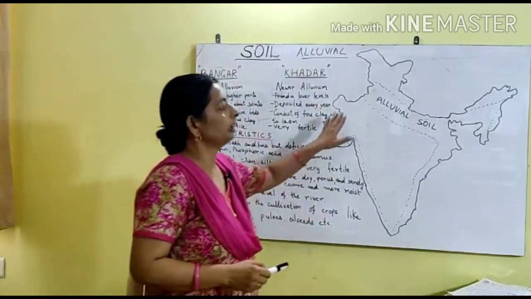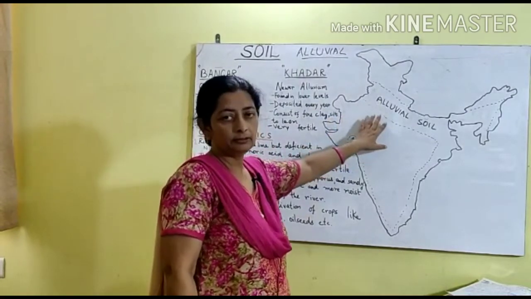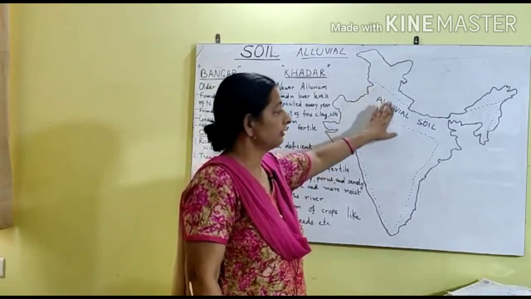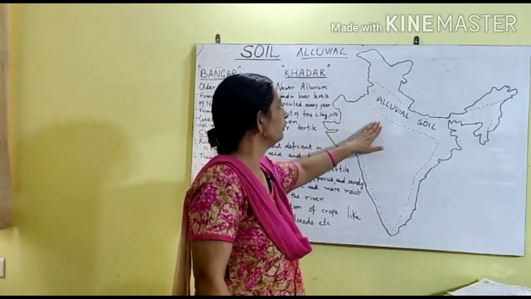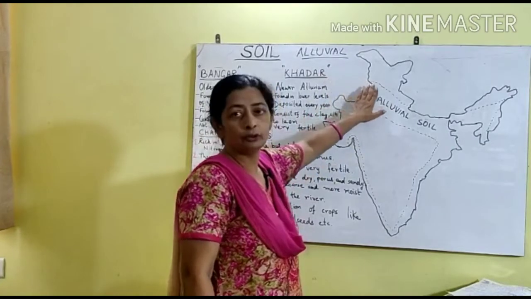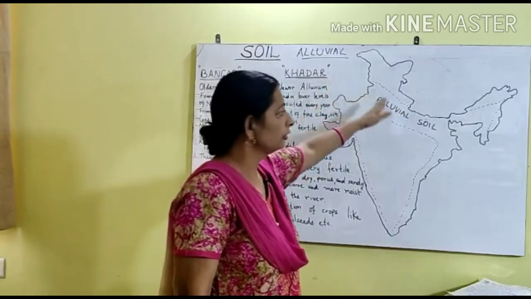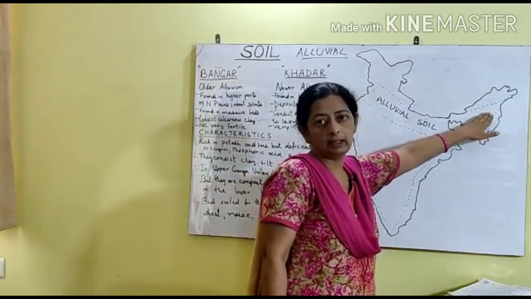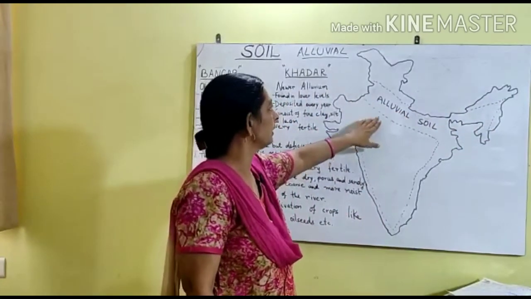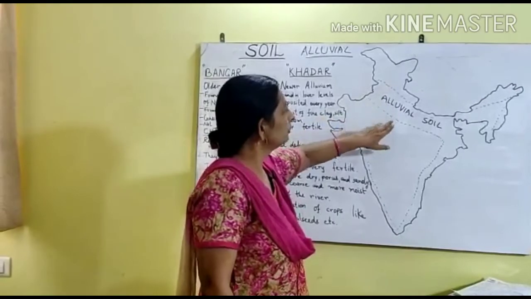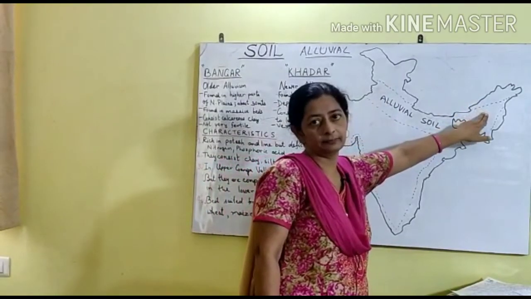Alluvial soil is found in the northern plains of the river valley. The main rivers here are Ganga and Yamuna and also Indus. And this is the reason that alluvial soil is found mostly in the northern plains. They extend from Indus plain in the west to Assam in the east. The main states where alluvial soil is present are Punjab, Haryana, Uttar Pradesh, Bihar, Bengal and Assam.